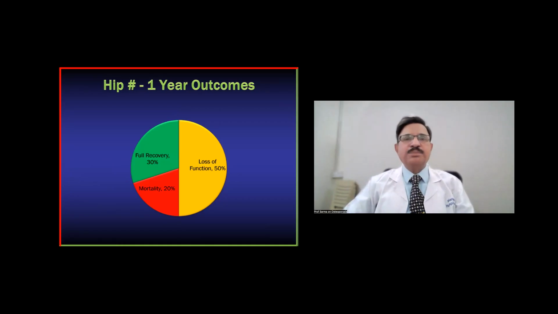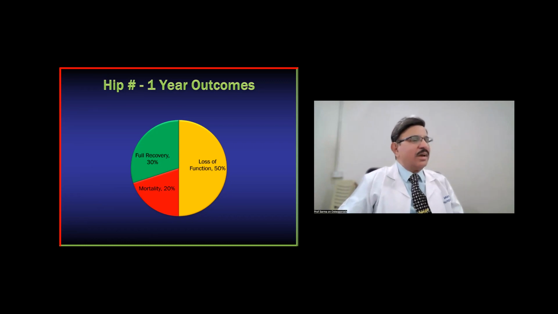So what are the outcomes? What will happen if somebody gets a hip fracture? These are all from international studies. 50% will have loss of function. Is it good? A 60-year-old lady, not able to do her toilet also. What is the use of her living? What is the quality of life she has? And 20% of them disappear in 1 year. They won't be there, and the Aadhaar card will be cut off.